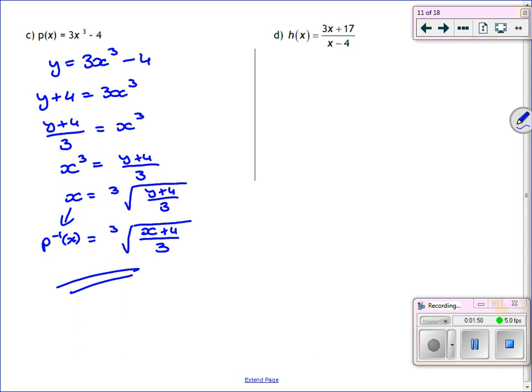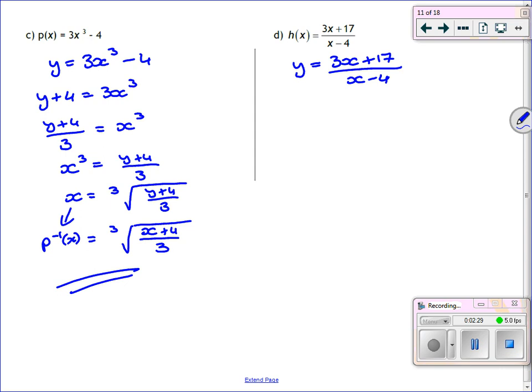Example D. Example D is slightly more complicated purely because we have two distinct occurrences of x within the function here. But the situation is the exact same. We still need to change subject to make it say x equals. It just takes a little bit more fancy mathematics to do that. So let's make the h of x become y. So we get y is equal to 3x plus 17 over x minus 4.